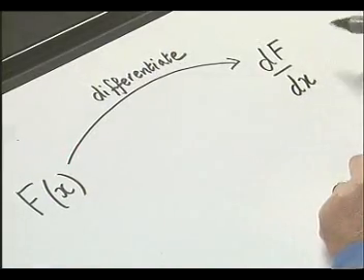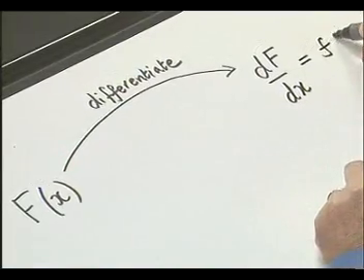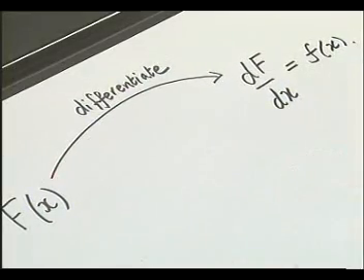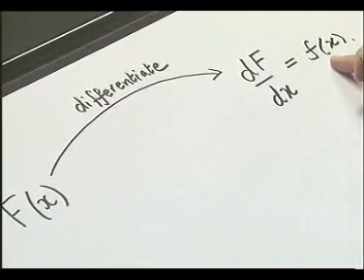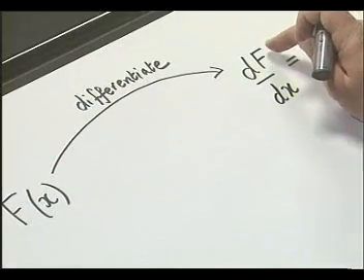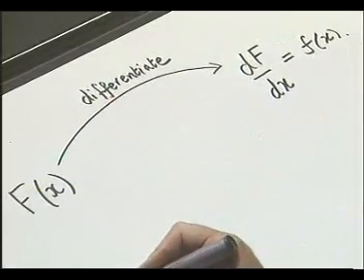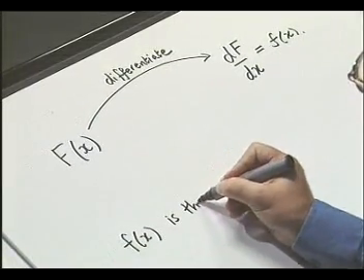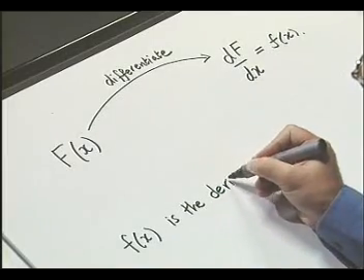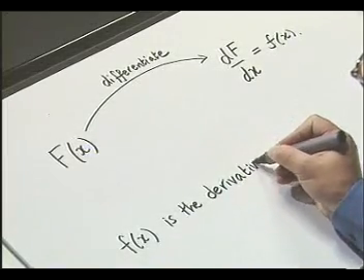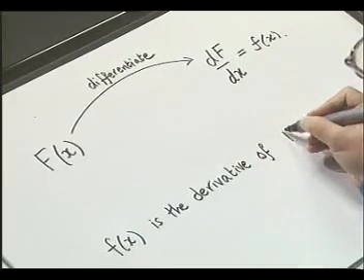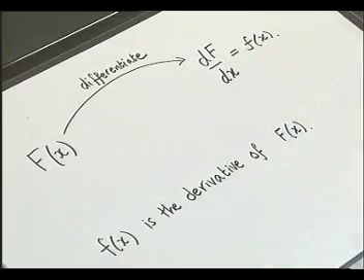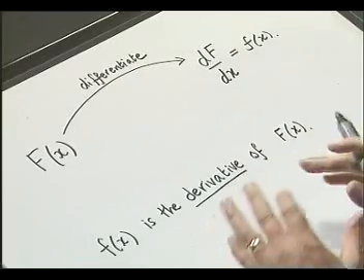Now, in this unit, we're going to refer to df dx as little f of x. So, little f of x is the derivative of big F of x. Let me write that down. Little f of x is the derivative of big F of x. And as I say, that's a process that you're very familiar with.